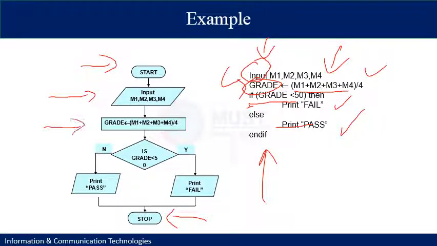Then we perform some processing, which is the calculation of the grade based on the input, summing those inputs and dividing by 4. Next we have a condition, which is represented in a diamond shape. We check if grade is less than 50, and if the result is yes, we print fail, and if the result is no, we print pass, and in both cases we reach the terminal condition.